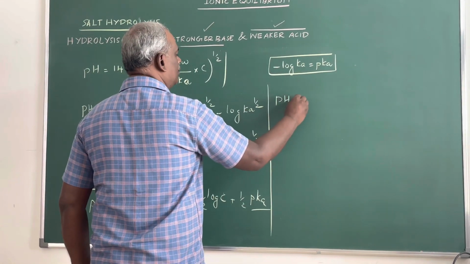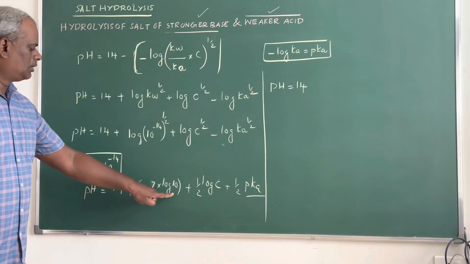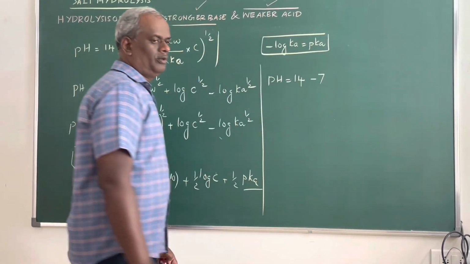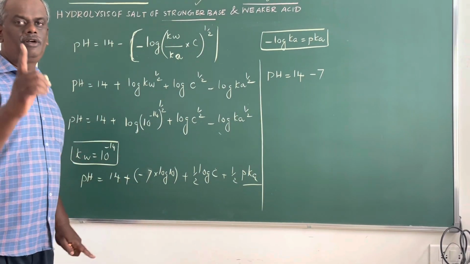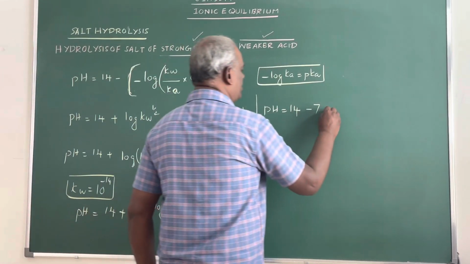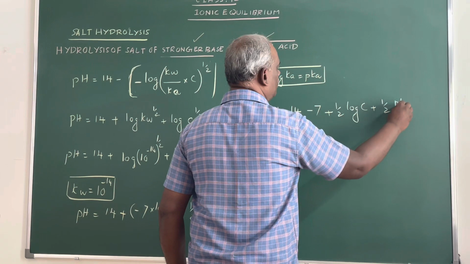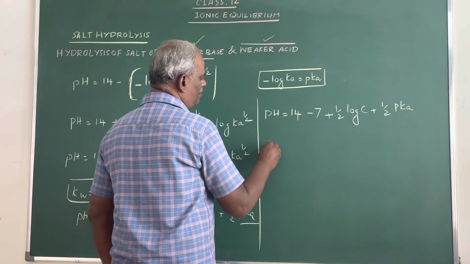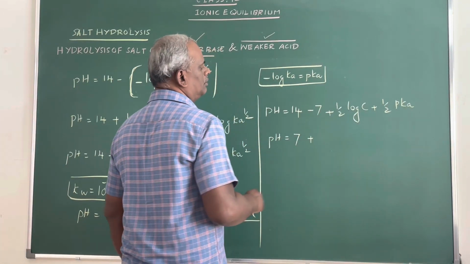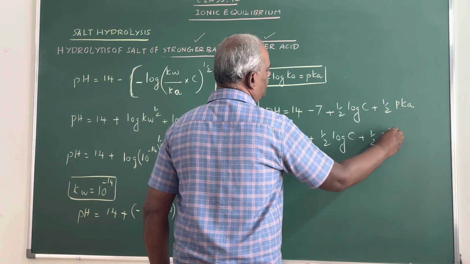Now we have got an expression like this, and we can say pH is equal to 14 minus 7 into log 10. So it becomes minus 7. Why? Log of 10 is equal to 1. So 1 into minus 7 becomes minus 7, plus half into log C plus half into pKa. Finally, we can say pH is equal to 7 plus half into log C plus half into pKa.